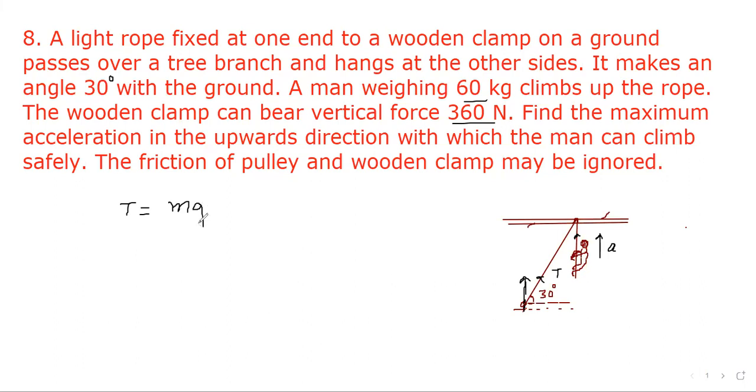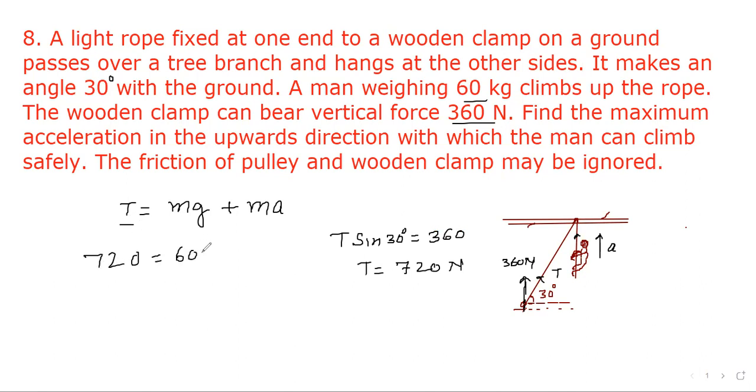climbing. So we can say T is equal to mg plus ma, and the force here is given as 360 newton, and this is equal to T sine theta, because T cos theta will act in this direction. So T sine 30 degrees equal to 360, sine 30 degrees is half, then T will be equal to 720 newton. So we put this value here: 720 equal to mass 60, g is 10, 60 into 10 is 600, this is 720, so 120 equal to 60 times a. So a will be equal to 2 meter per second square.